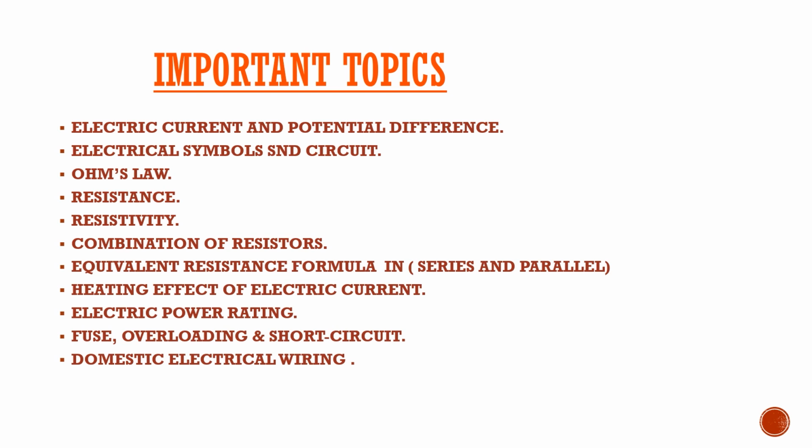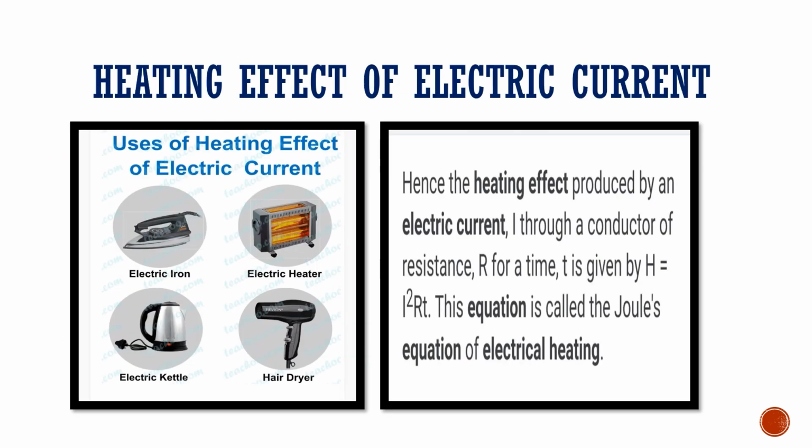Domestic electrical wiring. Hello students, in the last video you have learned about the series and parallel resistance. Now we will learn about heating effect of electric current. In the slide you can see, the heating effect produced by an electric current through a conductor of resistance R for a time t is given as H equal to I square RT. This is also known as Joule's law of heating.